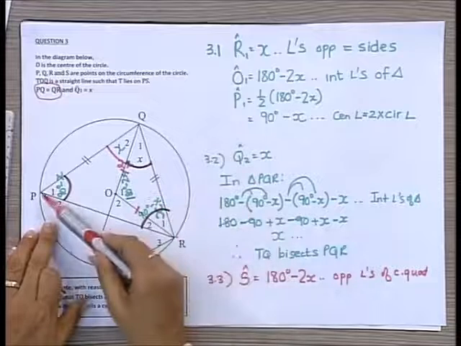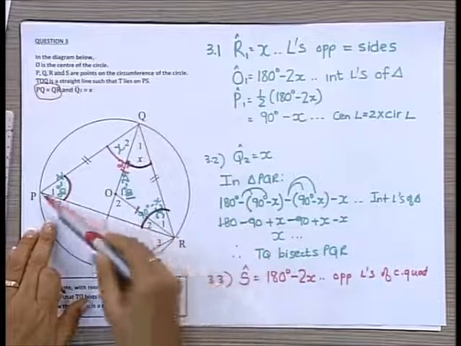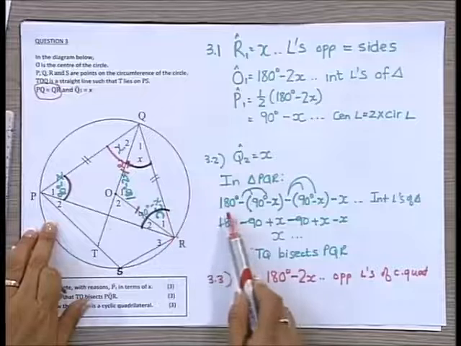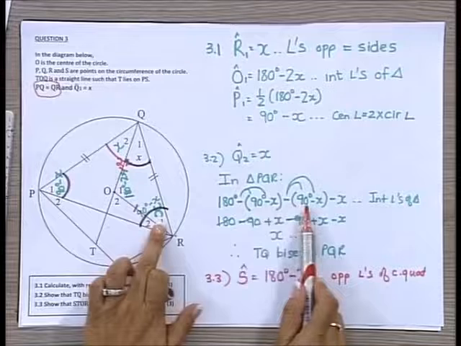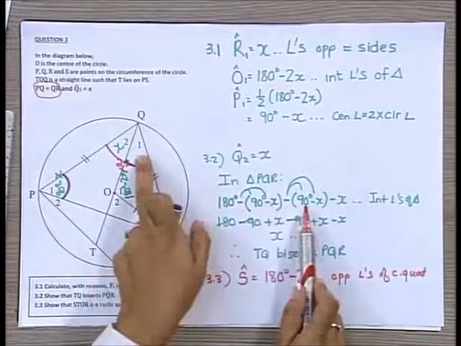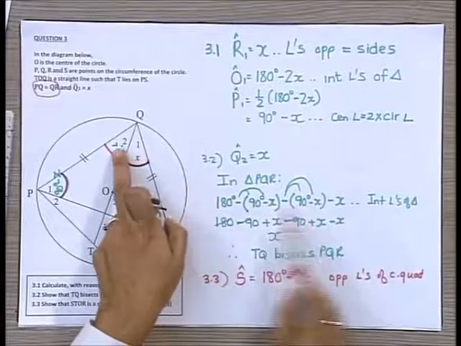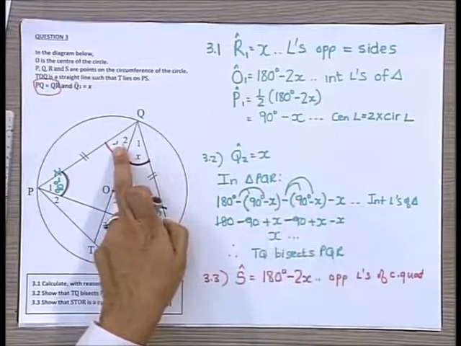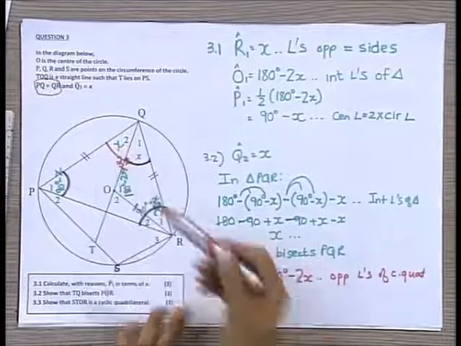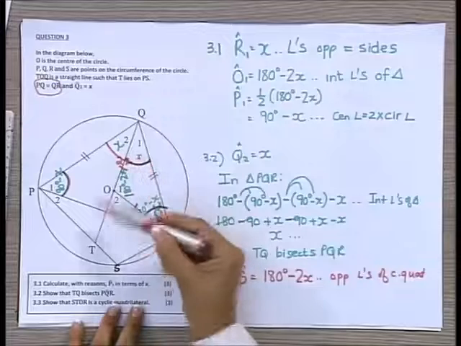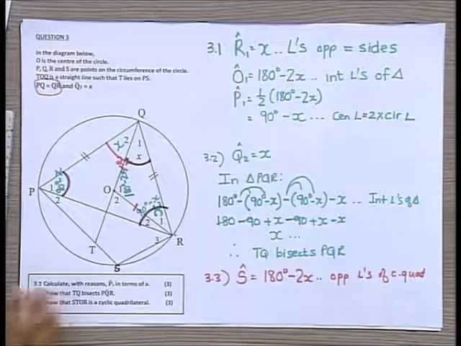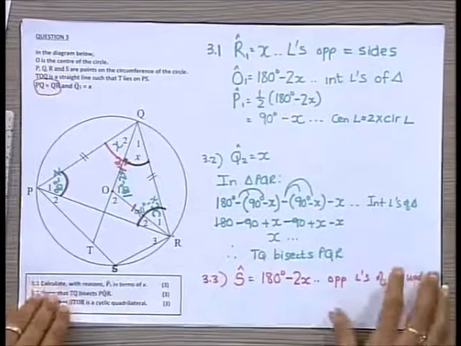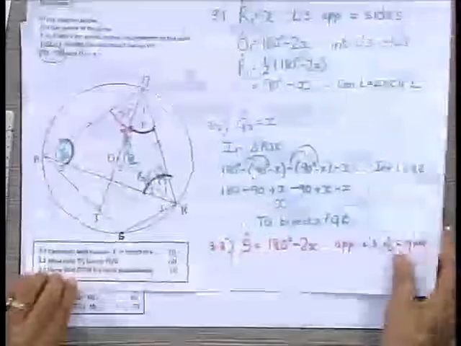So all I did was I used the interior angles of a triangle, which is 180 minus 90 minus x, minus this 90 minus x, minus this x. Then I got that Q2, after I subtracted everything, is x. So if this is x and this is x, it means that TQ bisected PQR. I hope that that helps you a little bit. There were 2 students who said they battled with that, so I hope that that helped you a bit.